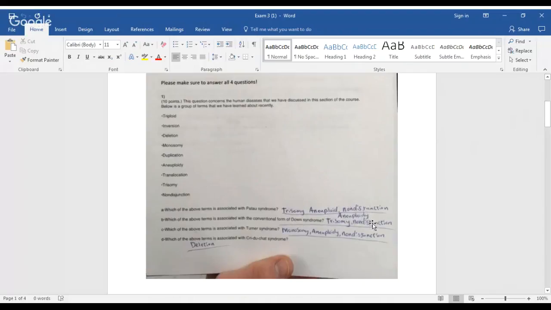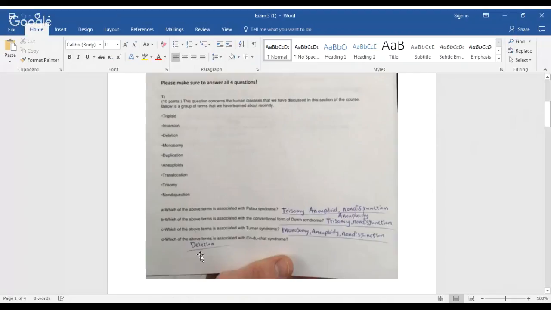Non-disjunction means that either in meiosis 1 or meiosis 2, there was a chromosome that didn't split. It just stayed connected through the process. And so that's the cause of these, is non-disjunction. Turner syndrome is monosomy, again, aneuploid and non-disjunction.